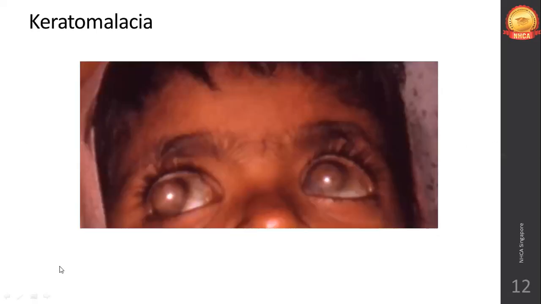And this is keratomalacia. Keratomalacia means your cornea will completely melt down. It will lead to complete blindness. There is no going back from keratomalacia. A person suffering from keratomalacia will lose their complete vision.